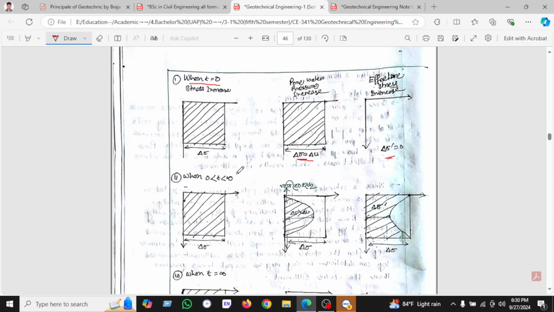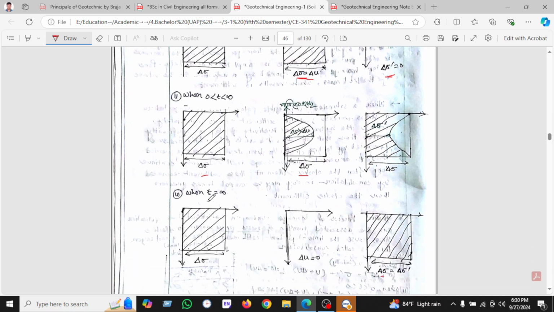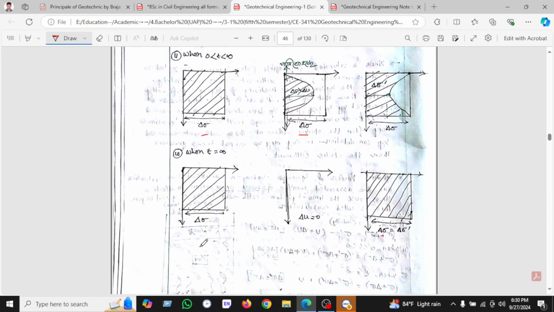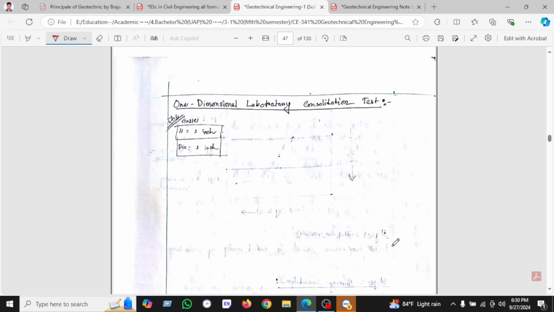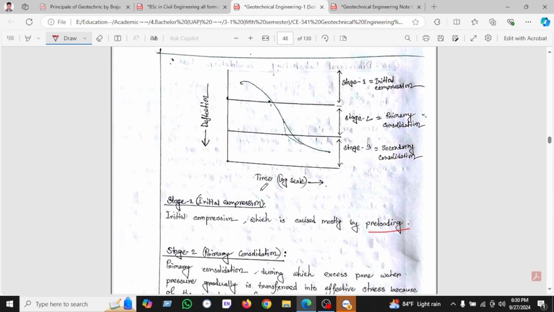And when t is greater than 0 but less than infinity, then the stress is here, and the pore water pressure is also decreased because the water is spreading in this way, and the effective stress follows this curve. And when t is infinity, then the stress is here, the pore water pressure is 0, and then sigma prime equals sigma. So here is the time scale: the initial compression, primary consolidation, and secondary compression.